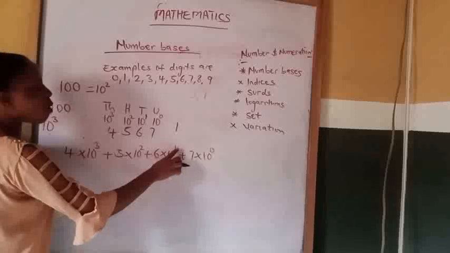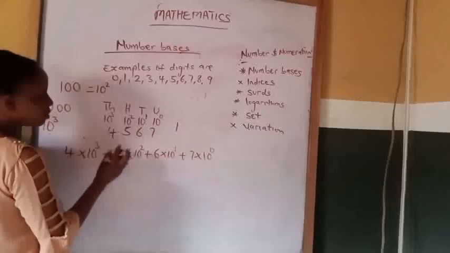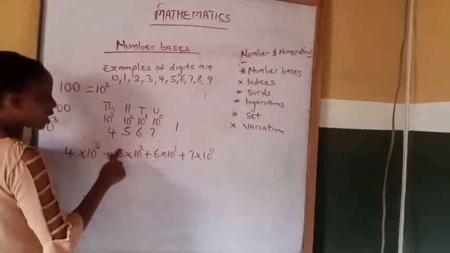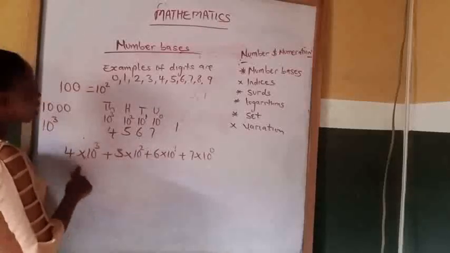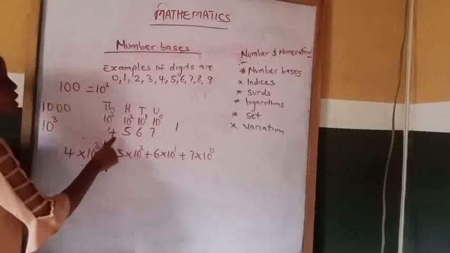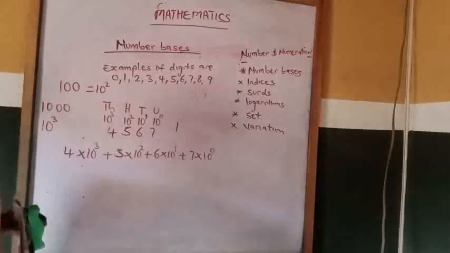So 10 raised to power 1 is 10. So 6 times 10 will give us 60. Then for this 5, 10 raised to power 2 is 100. 100 times 5 will give us 500. So by the time you add all the numbers together, you are still going to come back to 4, 5, 6, 7.